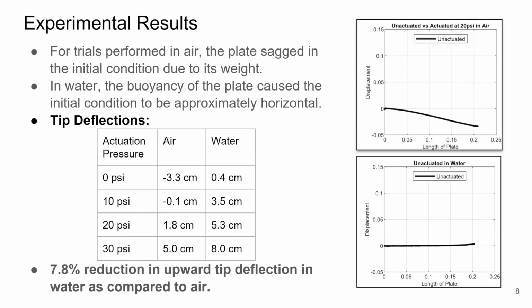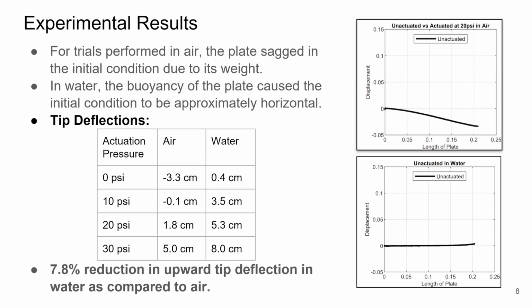Looking at experimental results, we can see the plate from edge detection in the plots on the right. The top is the plate in the air experiments, while the bottom plot shows the plate in water. We can see in the air that the plate initially has a sagged shape due to its self-weight, while in water, it appears to be about neutrally buoyant due to the buoyant forces.